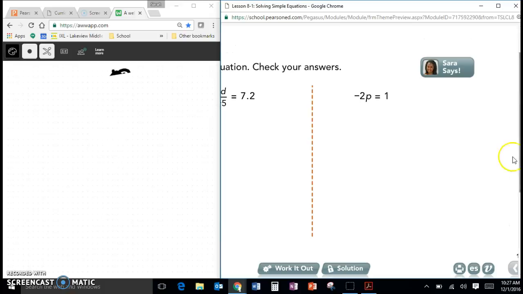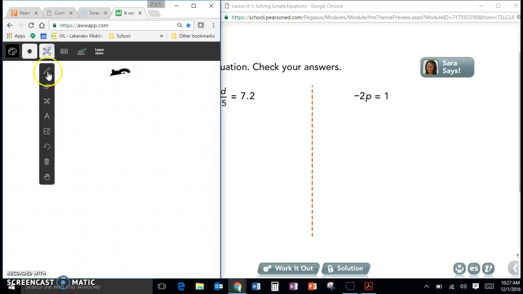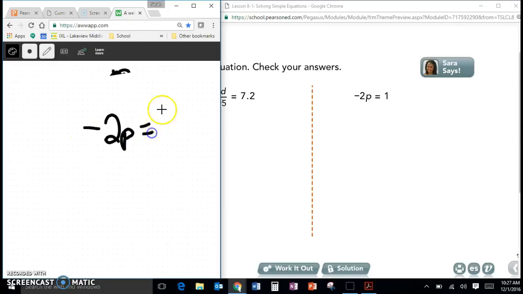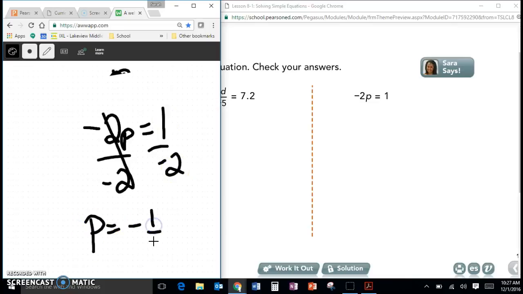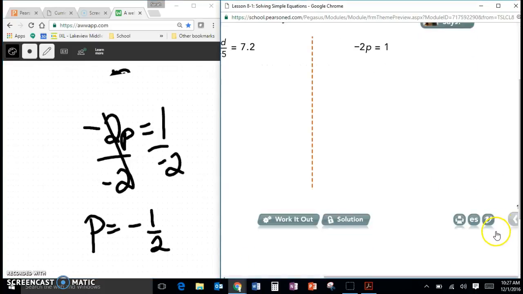oh, this one's not too bad at all. Negative 2p equals 1. So now I need to divide by negative 2 on both sides, and I get negative a half. And it doesn't matter that that negative sign's down there by the 2, because it doesn't matter if your negative's up top by the 1, or out front of your fraction bar, or down by the 2. P equals negative 1/2. Head to your got it and see what we're doing.